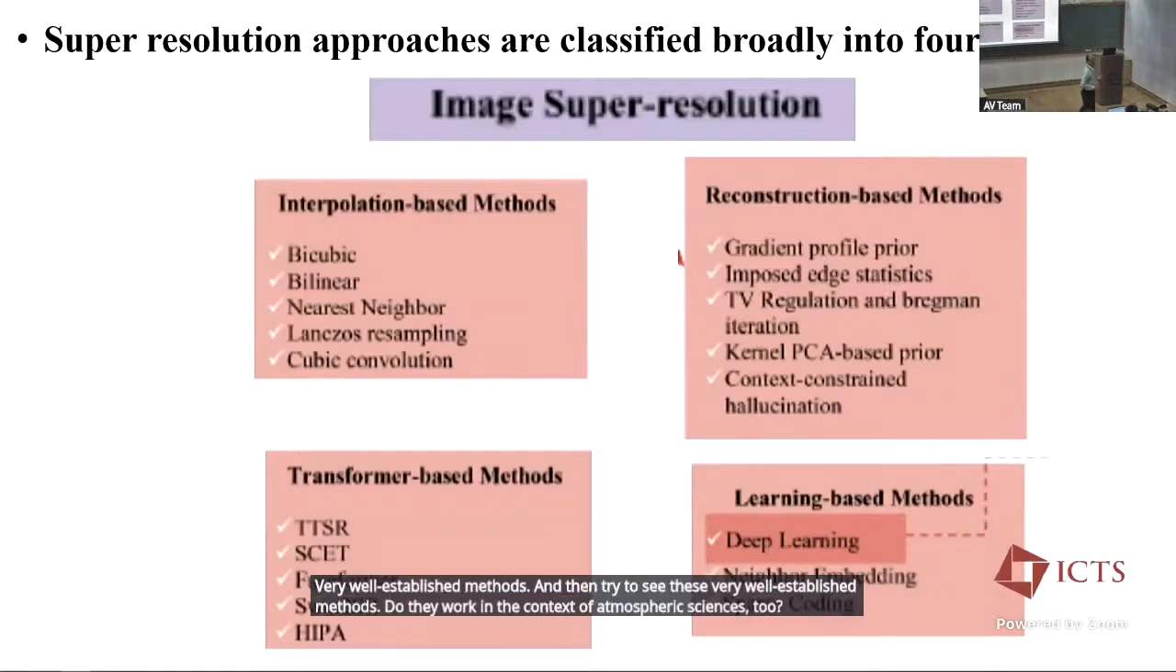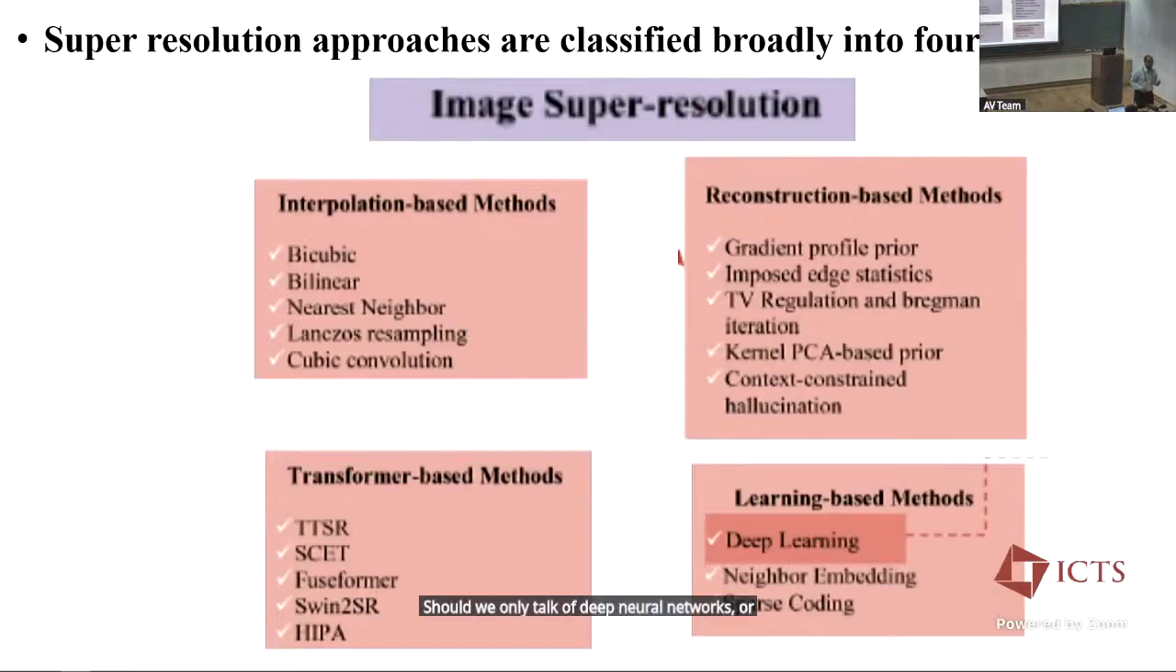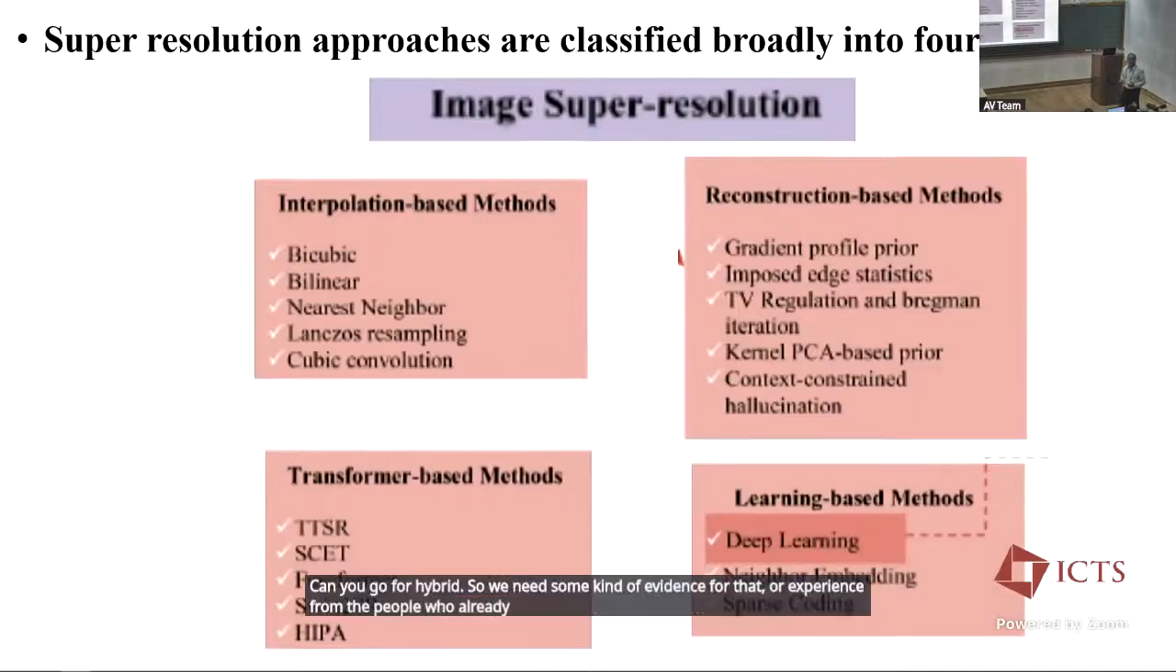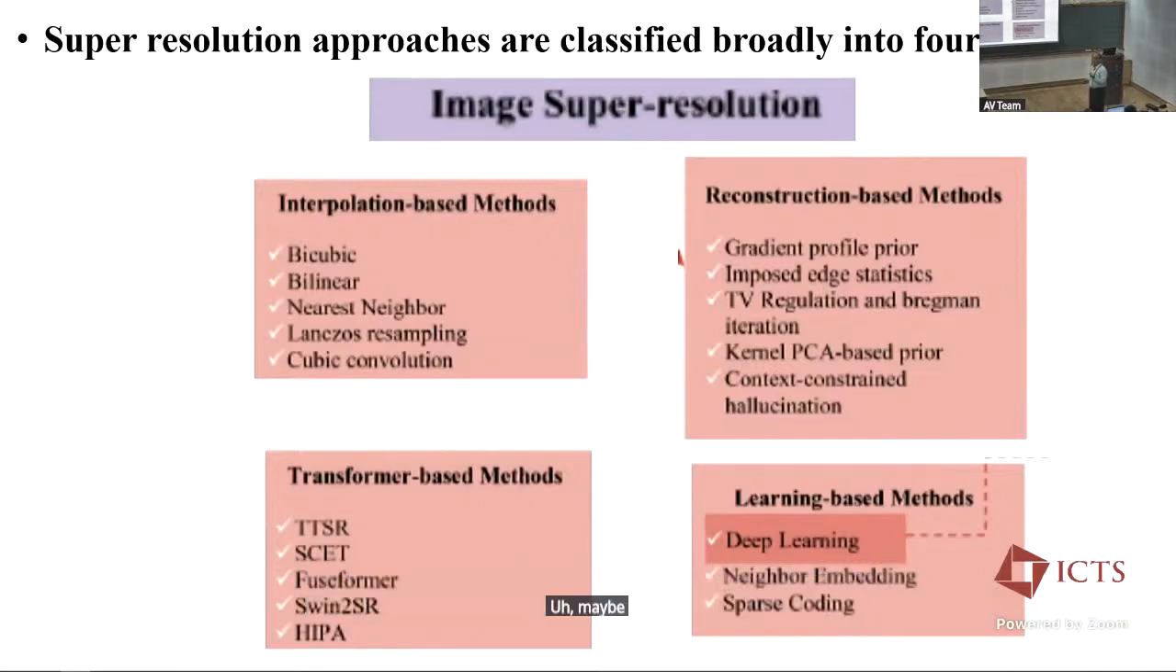Should we only talk of deep neural networks, or should we also use conventional methods? Can we go for hybrid? So we need some kind of evidence for that, or experience from the people who have already looked at it. So it's good to look at some of these things. Maybe a recall, it's basically a recall.